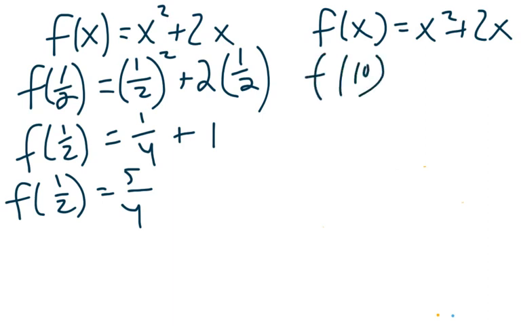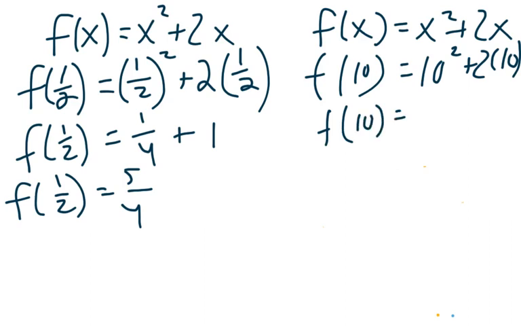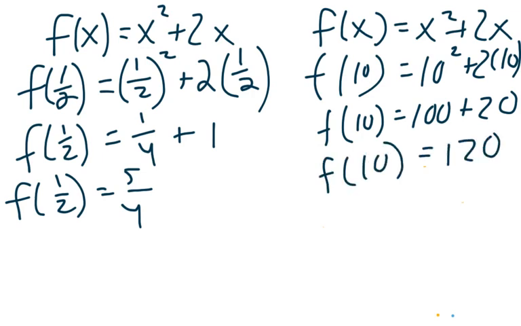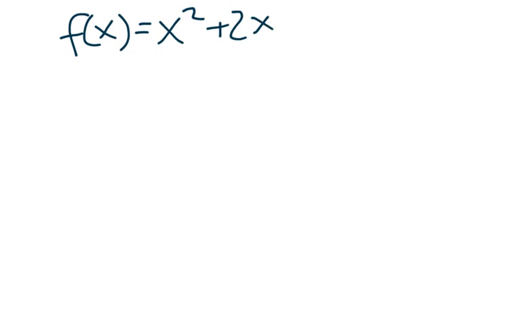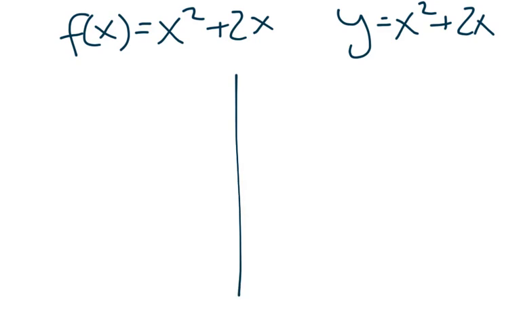So this was f of 10. And so we have 10 squared plus 2 times 10. 10 squared is 100, 2 times 10 is 20, and f of 10 is equal to 120. Now, just because if you're watching this on your own, I have a bit of a captive audience. So suppose you were asked to graph this. So x squared plus 2x. And we can look at the y version of it if you'd prefer. So you have the x and the y axis.